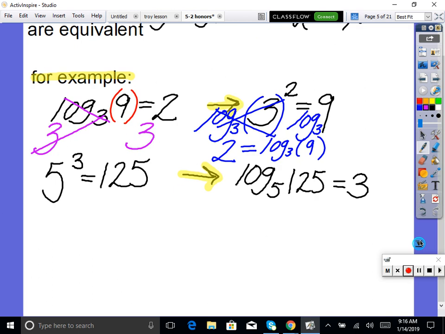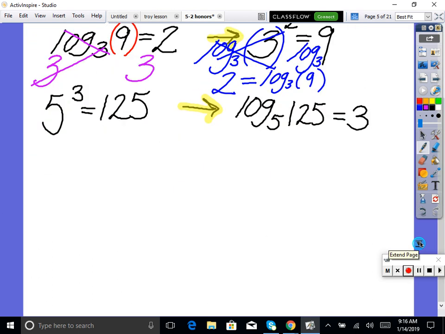Okay, if I said to you 5 to the 3rd power equals 125, that's true, correct? Well, write it in its logarithm form. So how did I get here? Let's see. What would I do? Log base 5 both sides of the equation, because that would undo base 5.